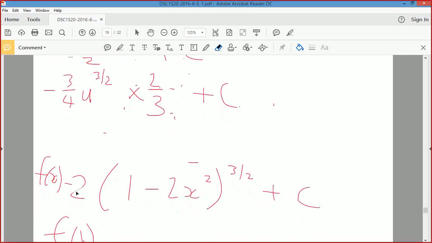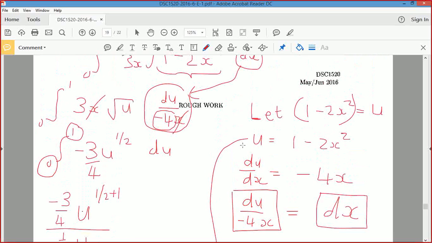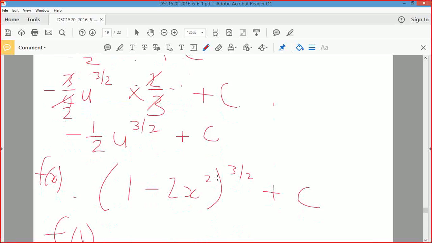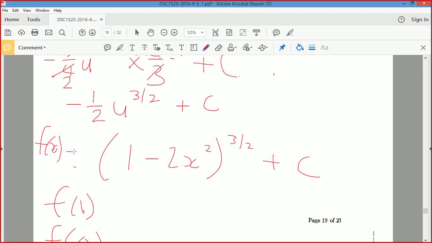Now I can cancel that out. That cancels with that, cancels with that, and I'm left with the 2 here. So that gives me negative 1 over 2 u to the 3 over 2 plus c. Now we can put in the u. What was the u? The u was 1 minus 2x squared. So u here is 1 minus 2x squared to the 3 over 2, negative 1 over 2.